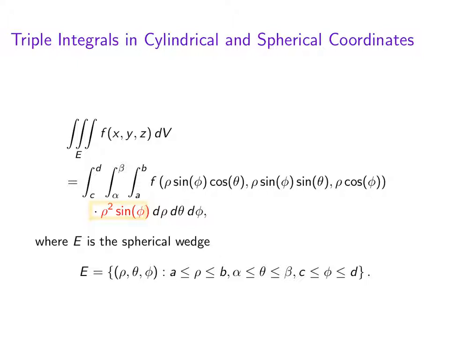I want to point out, of course, that we have a rho squared sine phi in here. This is what's called the scale change factor. It's just like the r that we used in polar coordinates or cylindrical coordinates. From now on, when converting from rectangular coordinates to spherical coordinates, we just have to put in this rho squared sine phi. Okay, that's all for now.